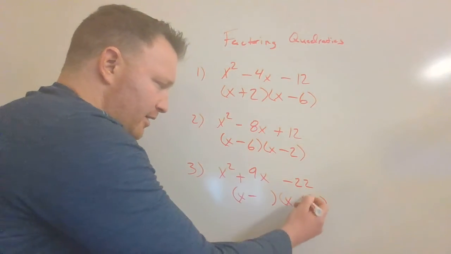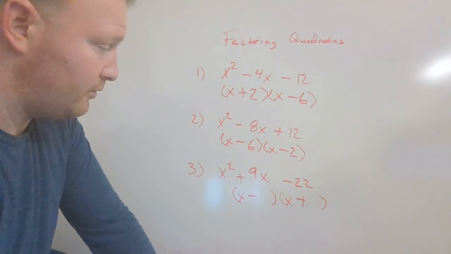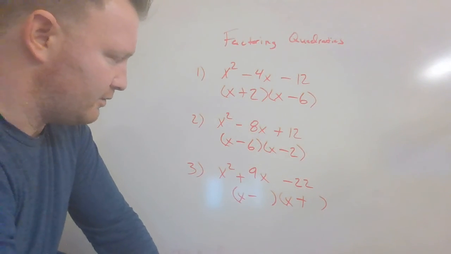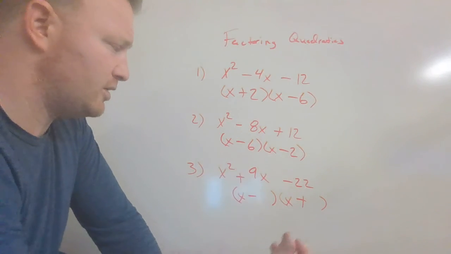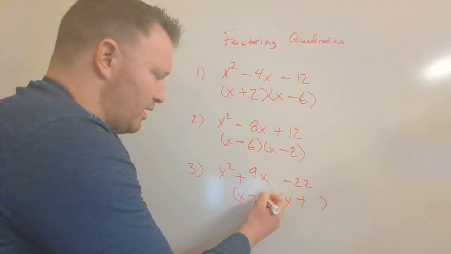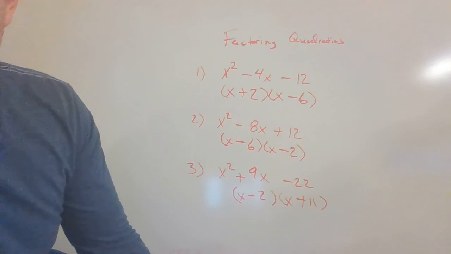Well, I know I got a negative and a positive. Doesn't make a difference where you put which one right now, but it will later in other stuff we do when it gets more difficult. So I know a negative 11 times 2, but negative 11 plus 2 is negative 9. So I'm going to do a negative 2 and a positive 11. Be aware of that, please.